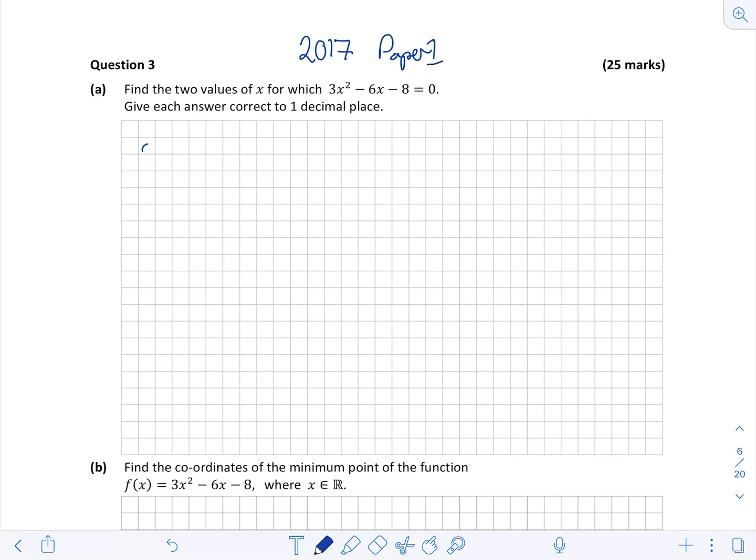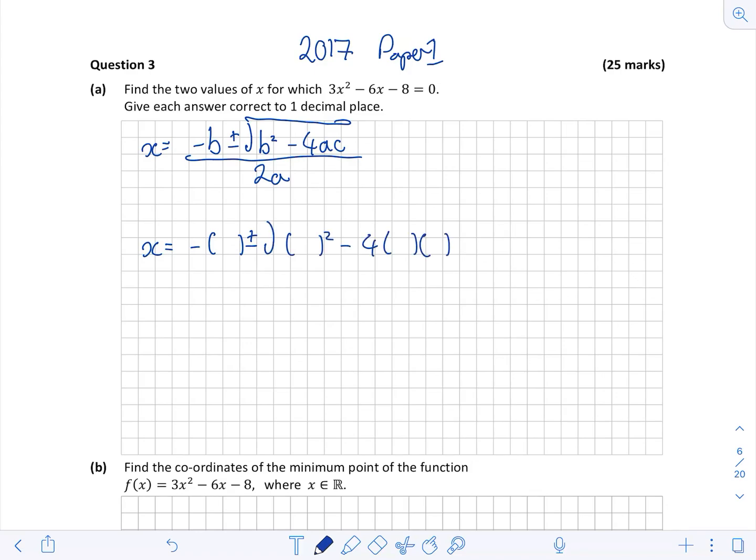So we're going to use the formula x is equal to minus b plus or minus the square root of b squared minus 4ac, all over 2a. We're going to fill that in now. So we might open up some empty spaces. Into each space it's b, which is minus 6, b, which is minus 6, a, which is 3, and c, which is minus 8, all over 2a, which is 3.